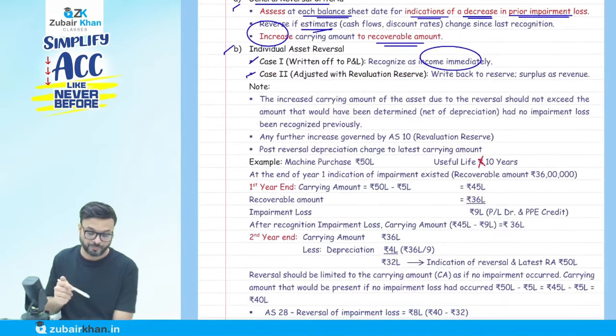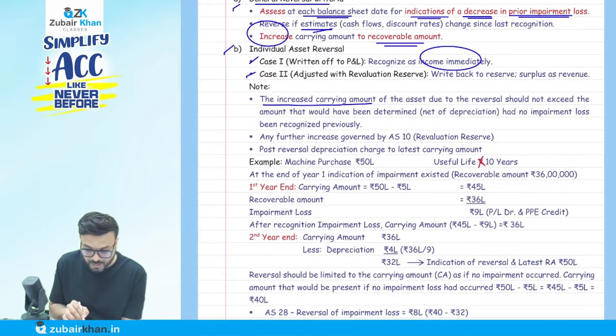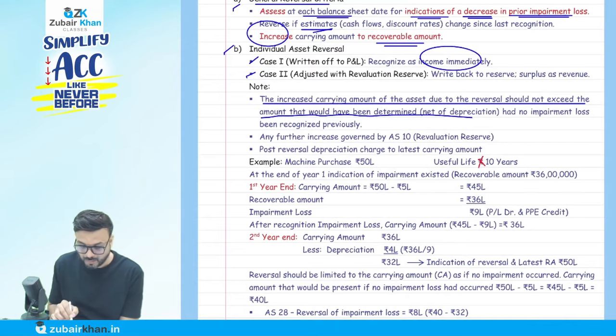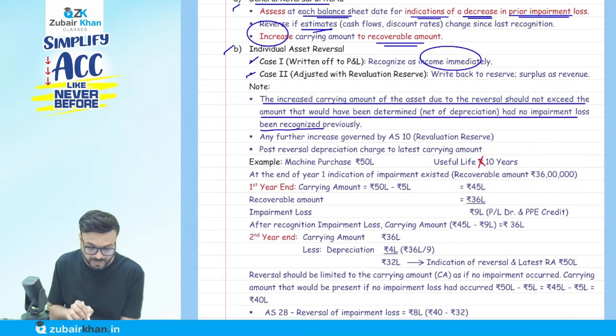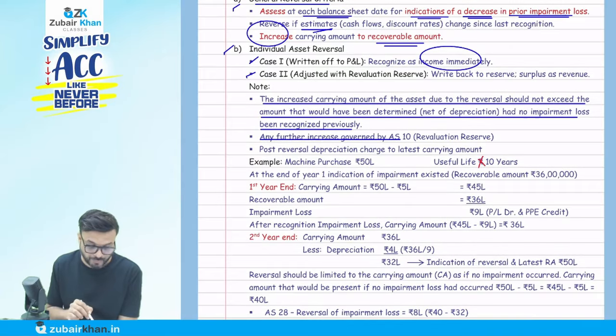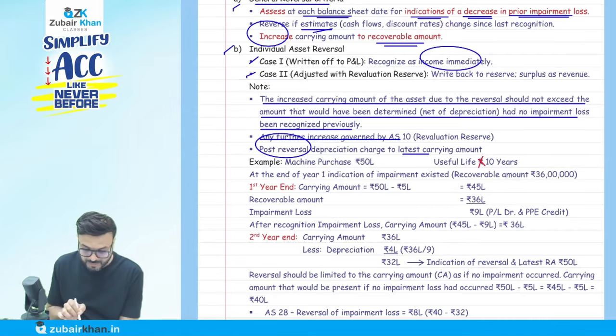Now one important point. They say the increased carrying amount of the asset due to reversal should not exceed the amount that would have been determined, net of depreciation, had no impairment loss been recognized previously. Any further increase is governed by AS 10 revaluation reserve. Post the reversal, depreciation is charged on the latest carrying amount.